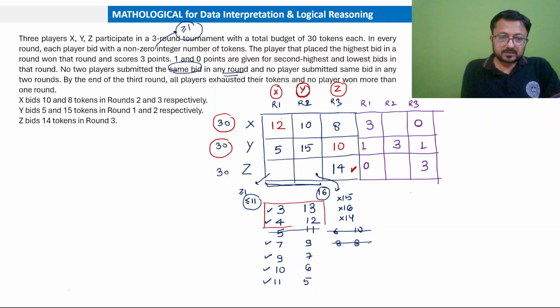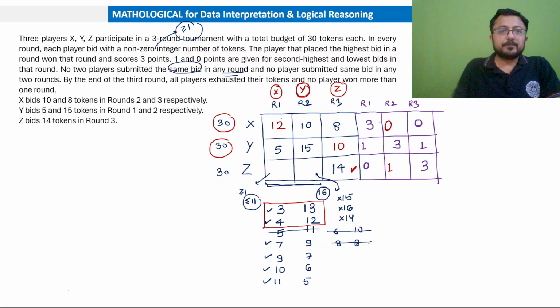In the first 2 cases, when tokens bid by z are either 3 or 4 in round 1, then in round 2 they are 13 or 12, which is definitely more than 10. So in that case, if y is winning 1 point in round 1, z is winning 1 point in round 2. For sure, because the 13 or 12 case is made there, it is definitely more than 10 in round 2. So in round 2, 1 point will be given to z and 0 points to x.